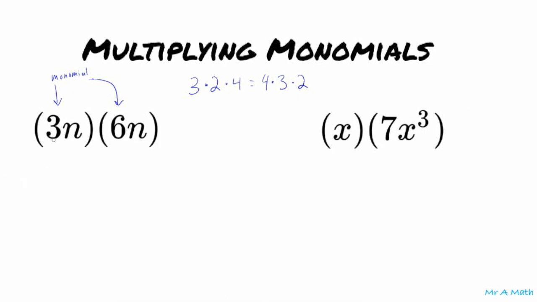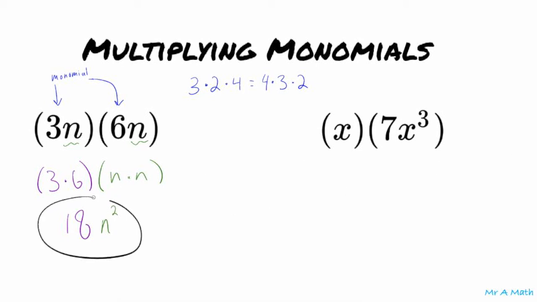Let's go ahead and look at that. So instead of multiplying 3 by n, then 6 by n, I'm going to use my commutative property and say, well, I want to multiply 3 and 6 together first. And then I want to multiply my n's together: n to the first power times n to the first power. And so 3 times 6 just gets me an answer of 18. And n times n, if you know what that is, that's n to the second power. And so our answer here, when we multiply these monomials together, is just 18 times n to the second power.